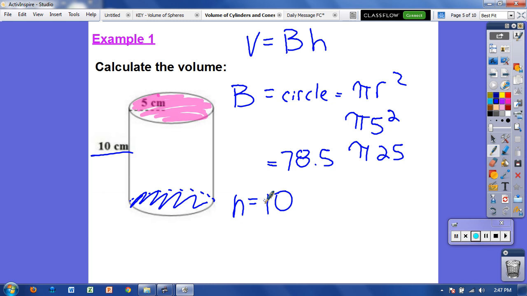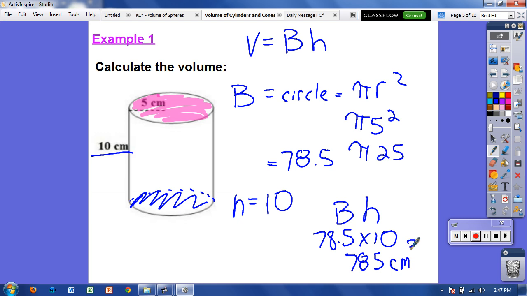So your height is 10, and now you take capital B times the height. So it's B times H, which is 78.5 times 10. And when you multiply that, you're going to get 785. These are centimeters, so I will write cubic centimeters as my answer. Okay, and that's it.